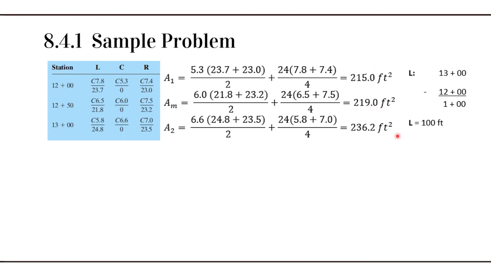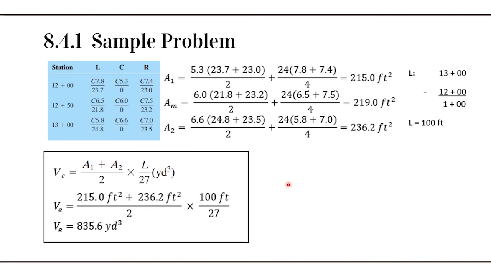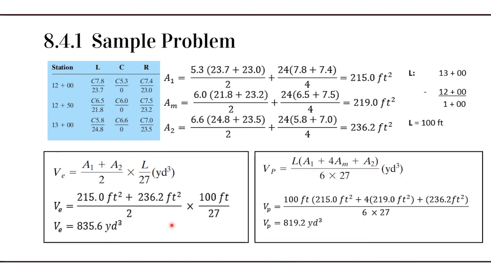So we start off with the average end area. We have A1 215 plus A2 236.2 all over 2 times L 100 over 27, and that's 835.6 cubic yards. Prismoidal formula, L is 100, area 1 215 plus 4 area of the midsection 219 plus area 2 236.2 all over 6 times 27, and that's 819.2.